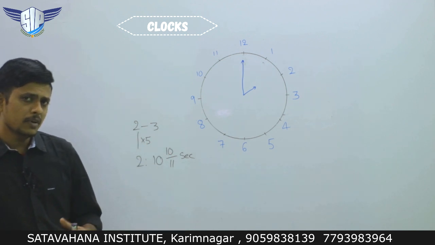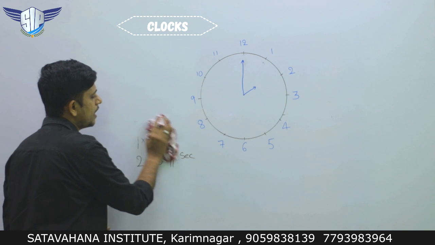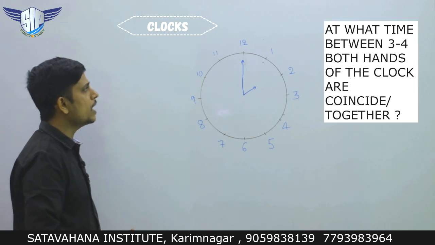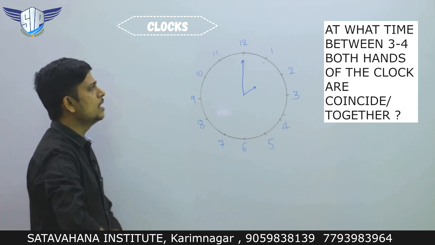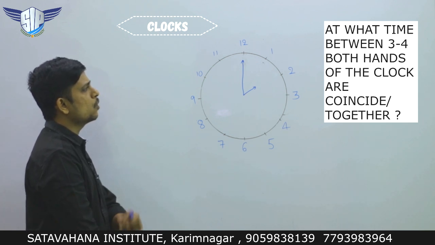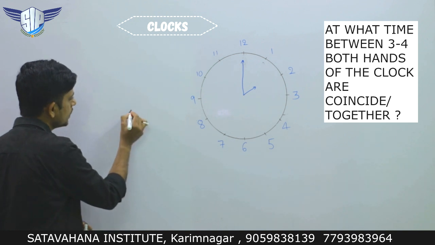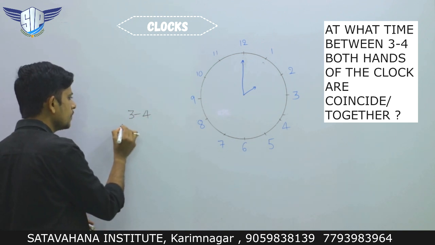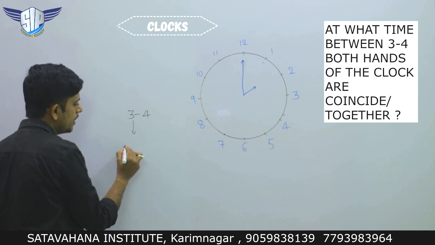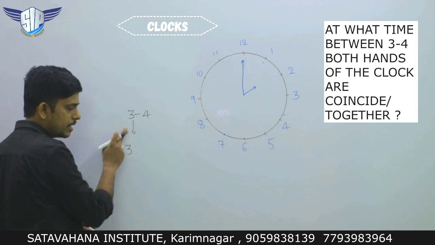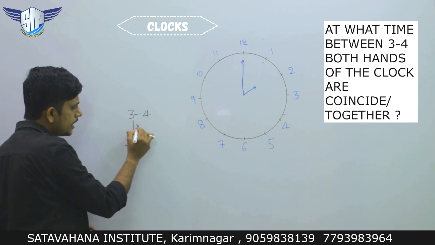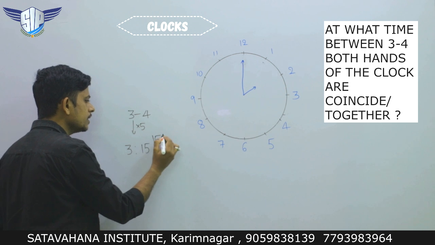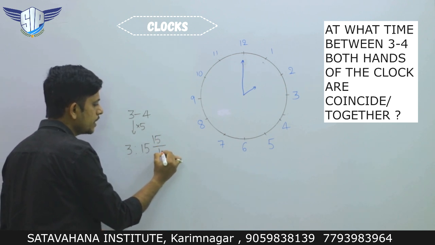One more question in this model, and here is the third question: at what time between 3 and 4 do both hands of the clock coincide? Here the question is 3 to 4. While writing the answer, 3 is as it is, 3 o'clock, and 3 into 5 is equal to 15. Therefore the same 15 is repeated in the numerator, and 11 is common in the denominator.